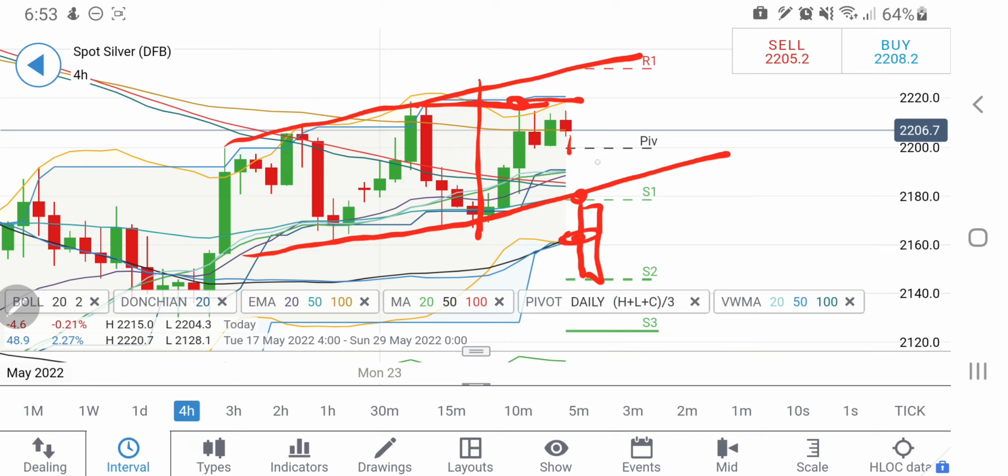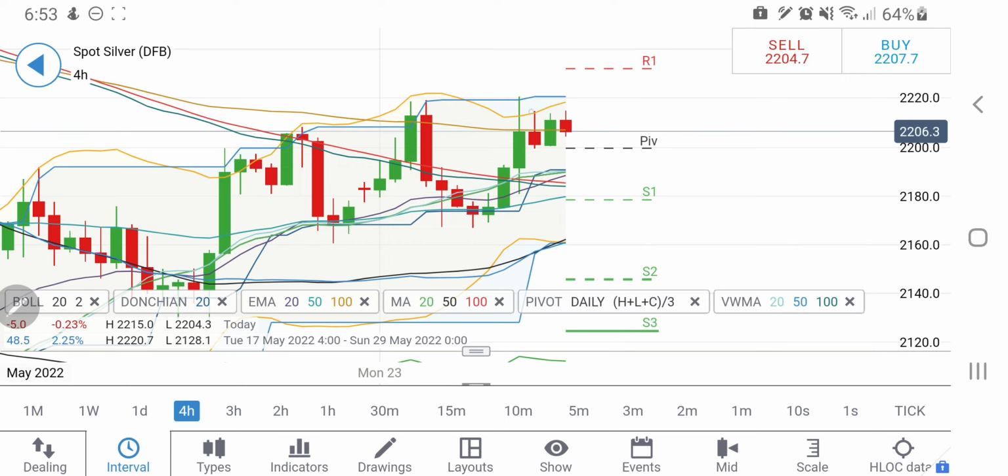So I'll be watchful of this. If it breaks 2180 and sustains below, one can definitely expect 2160 levels in the near future. Also look at these three candles getting stronger resistance at 2215 levels, and hence the first expectation is for silver to come back towards 2200. This is the first target, and below 2200 we can see a good break towards 2190 and 2180 levels. Strong support there.